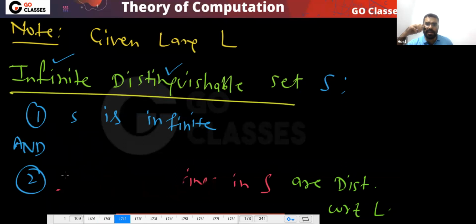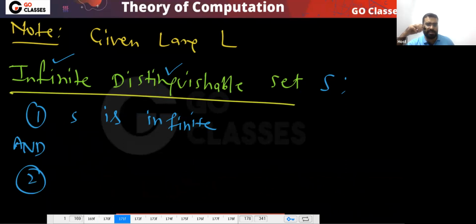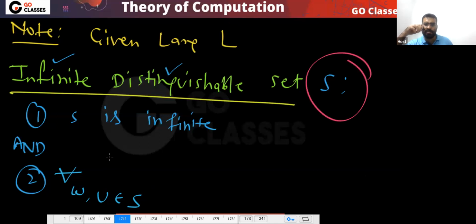But this same statement, can I write technically? This same statement I can say as: for all w, u in S, for every two strings in this set S, what should happen? If they are different, take any two strings w, u. For all such w, u, there should exist a y belonging to sigma star.